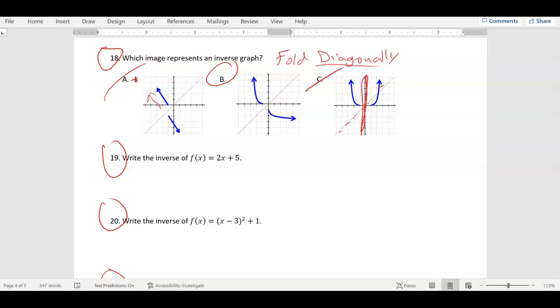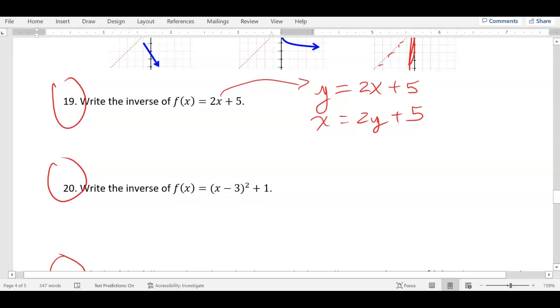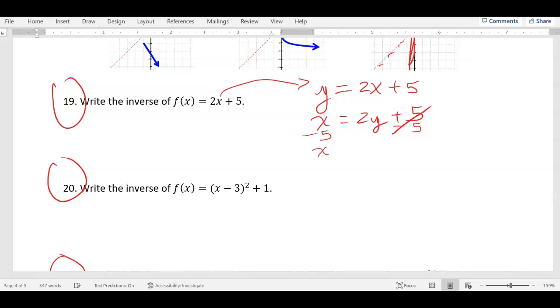All right, write the inverse. I'm going to rewrite this with a y instead of f of x. Then I'm going to switch x and y. x equals 2y plus 5. I got to solve this thing, right? So let's get rid of that plus 5: minus 5, minus 5. x minus 5 is x minus 5. And then your last step is to get rid of this 2, divide all this by 2. We can write our final form, f inverse of x equals (x minus 5) over 2, like that.